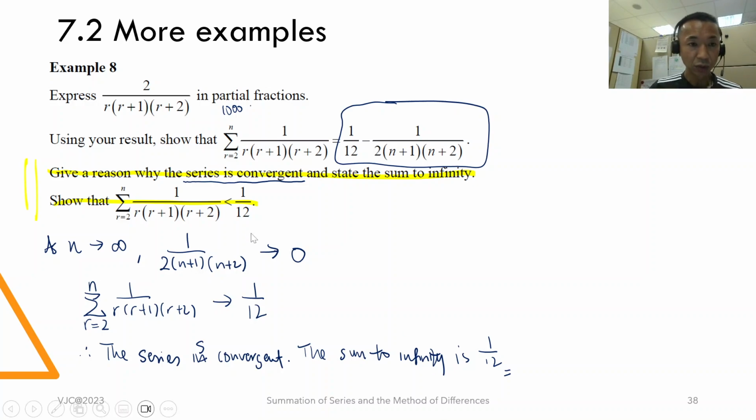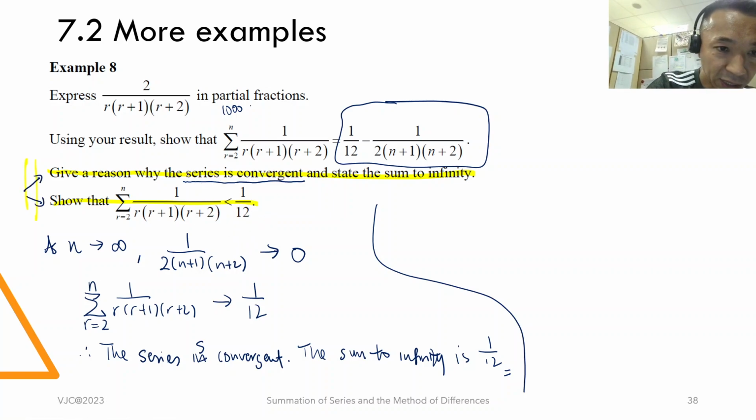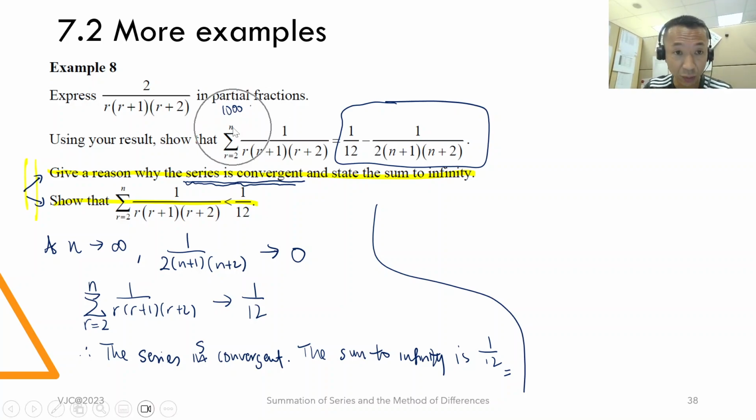Next, you are supposed to show that this whole thing, no matter what is n, is less than 1/12. Now, I want to contrast the phrasing between these two. This first part asks you whether the series is convergent or not. Whether it's converged. That means if you sum to 10, sum to 100, sum to 1000, does it converge to a specific big value? Now, the next part asks you to show that no matter what is n, it is always smaller than 1/12. I repeat, no matter what is n.